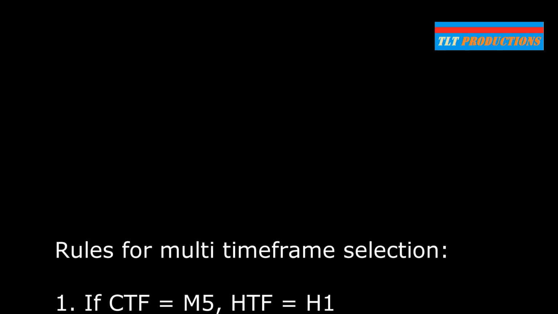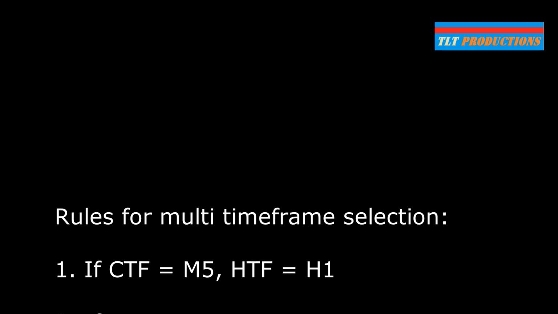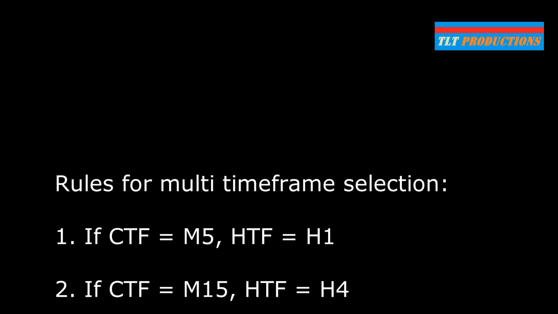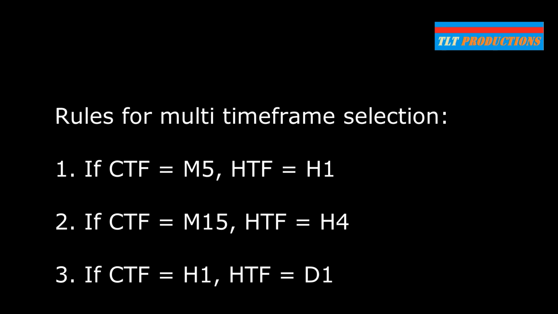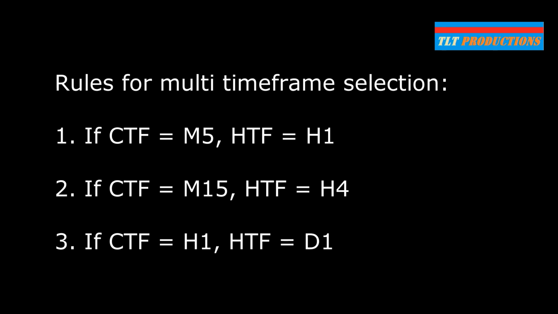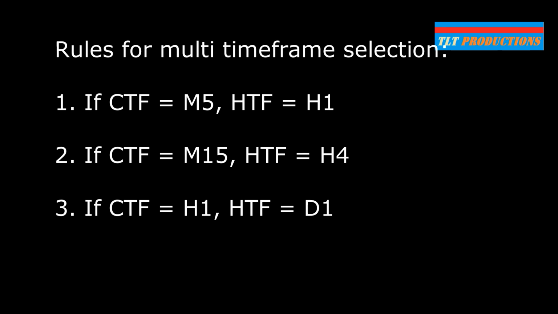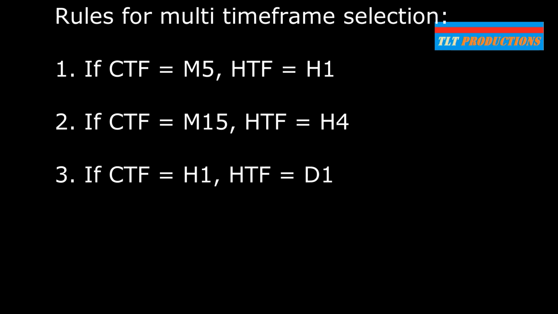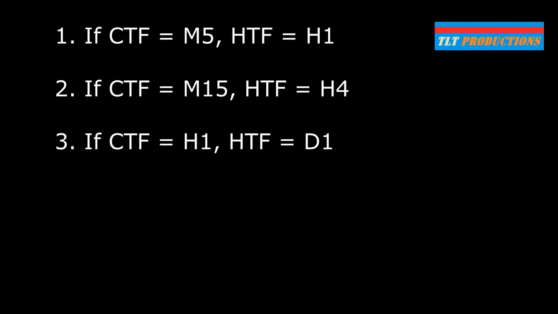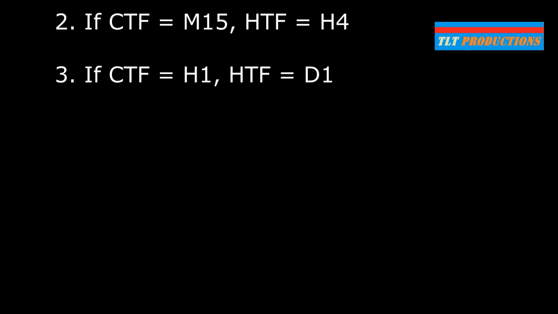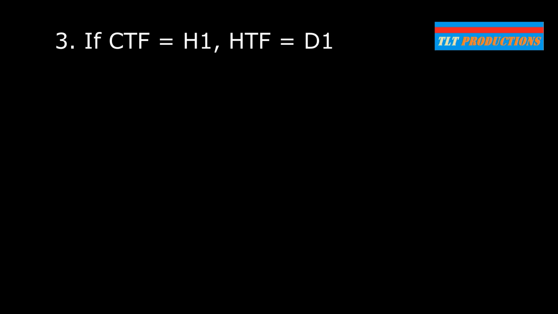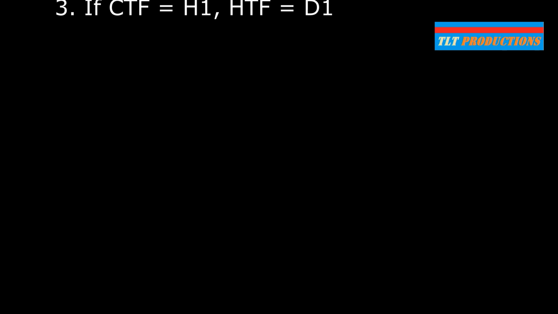The rules for CTF and HTF time frame selection are as follows. If CTF is M5, meaning that we will trade in the 5 minutes time frame, the most suitable HTF to be selected is H1. If CTF is M15, meaning that we will trade in the 15 minutes time frame, the most suitable HTF is H4, and then, if CTF is H1, HTF is D1.